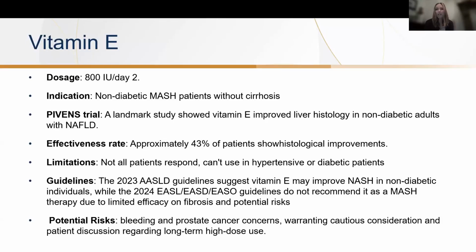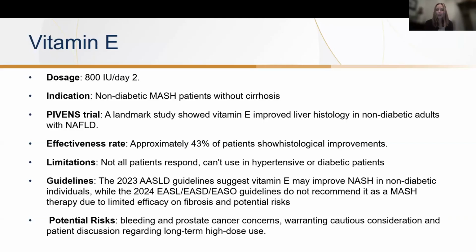There's some increased risk of bleeding. There are some thoughts that maybe there are prostate cancer concerns. Also, vitamin E can lower blood pressure in mildly hypertensive patients. And if patients are already on antihypertensives, this could clinically result in problems. It can also interact with hypertensive medications. And then there is maybe a suggestion of increased risk of stroke. So a lot of things there to think about.